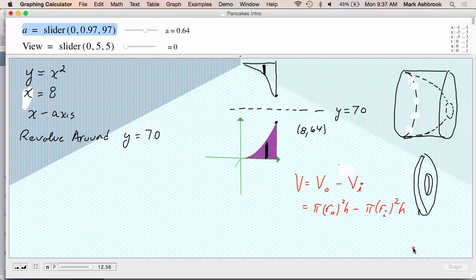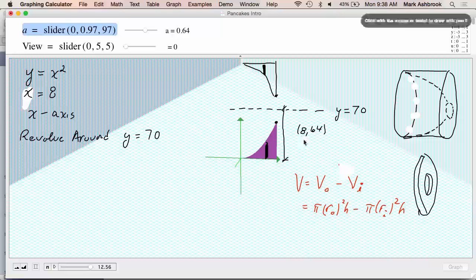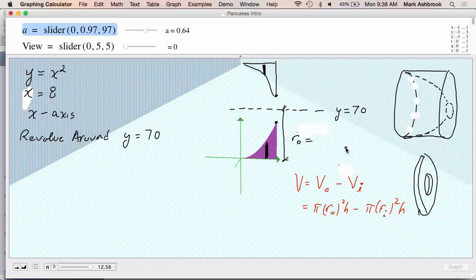So the question is, what's the outer radius? The outer radius is the distance from the center of rotation out to the outer edge. What is that? So this is our outer radius. And what value or expression is that? It's always 70. Do you see that? The outer radius for all of the typical washers is 70, because it's the distance from the x-axis up to 70. No matter which one, the one at the far left, the one at the far right, all the ones in the middle have an outer radius of 70. That's easy. That's good.